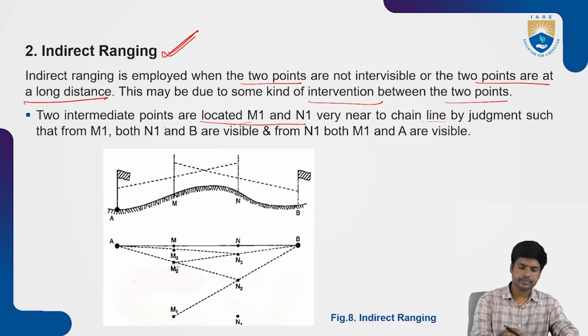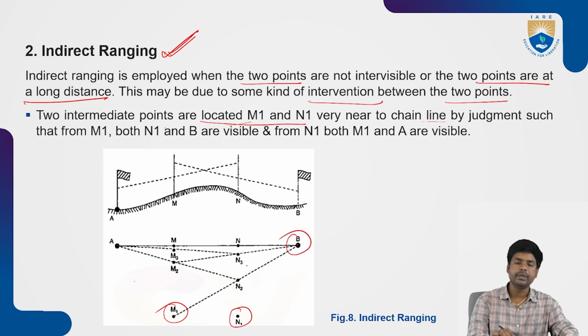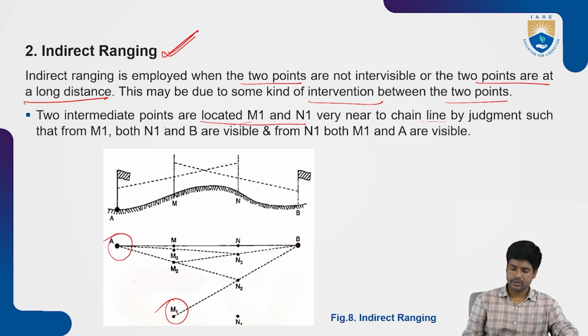Such that if the surveyor looks from M1, he can see the point N1 and the point B. The points should be such that you can see N1 and B from the M1 position, and also from N1 you can see M1 and point A. That is how we locate the intermediate points M1 and N1.